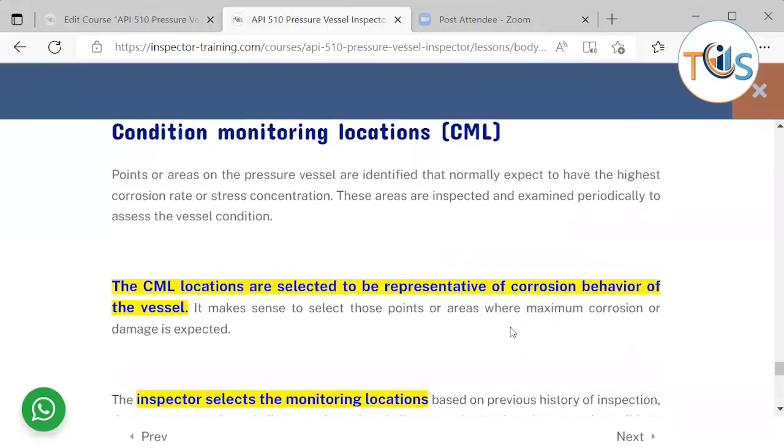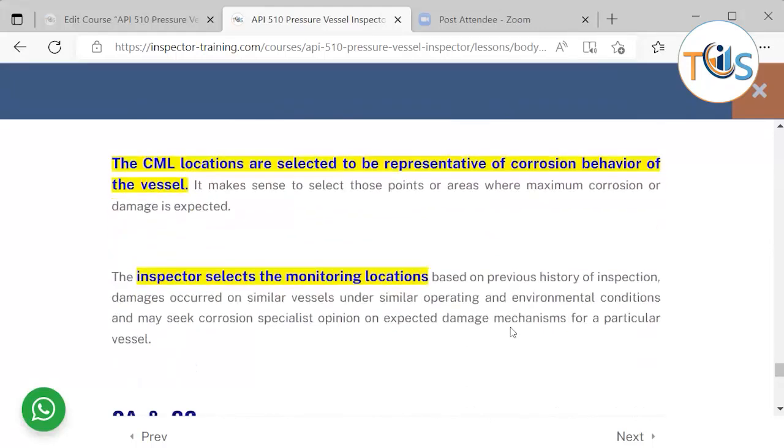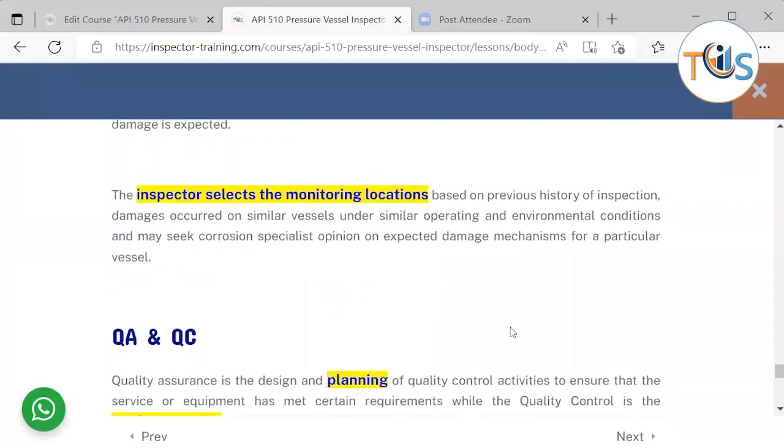Okay. So this location is normally selected by the inspector, and all API wants is that they should be representative of the corrosion behavior of the vessel. So always select the places that, first, should be accessible, and secondly, where you expect the maximum corrosion. Okay, the weakest link of the chain. So the inspector selects the monitoring locations.